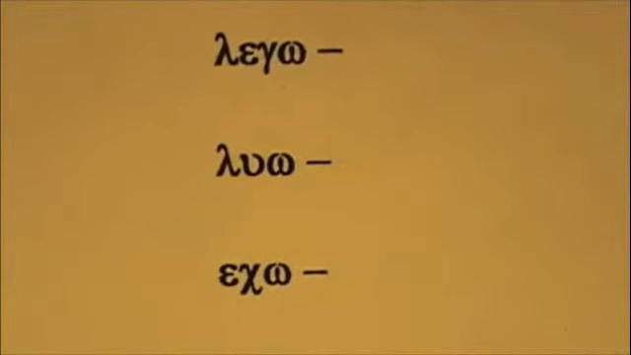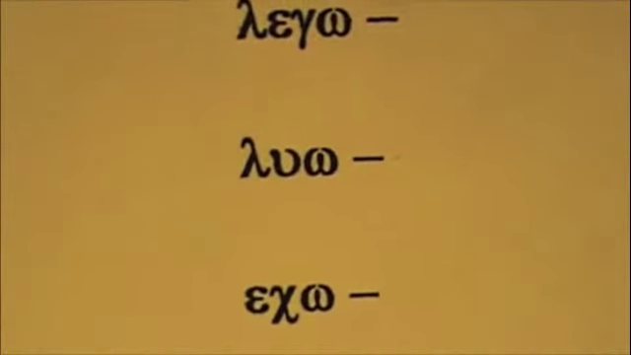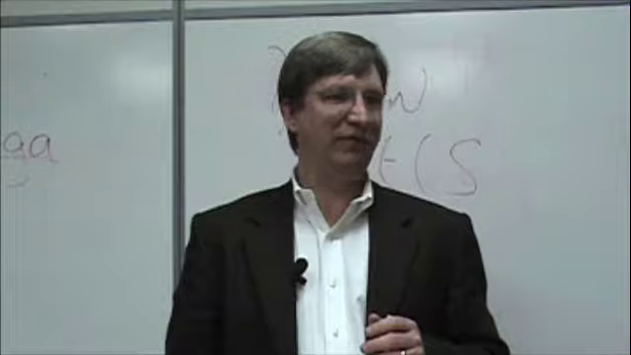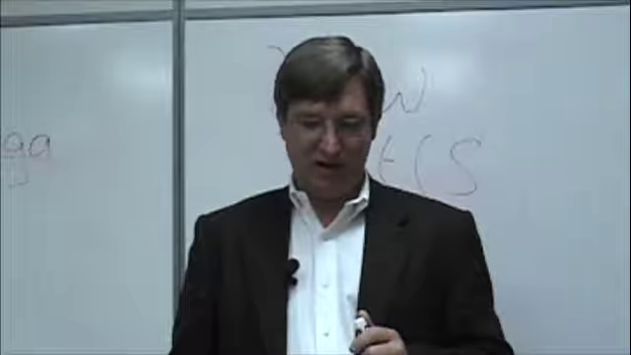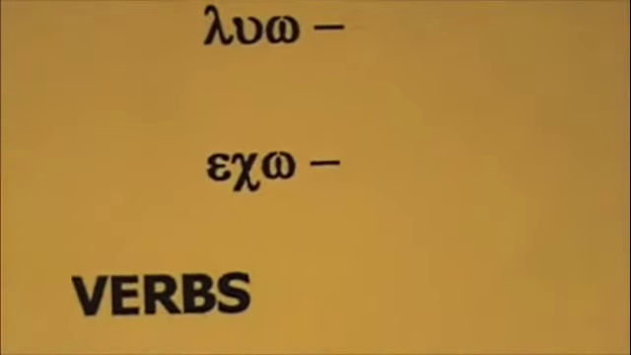First person singular. Lambano is I take. Lego is I say. Luo is I loose, or actually, it might help us better to say destroy. It means I loose or I destroy. It's the word that Jesus used when He said, whatever you have bound on earth will be bound in heaven, whatever you loose on earth will be loosed in heaven. That's the word we're talking about there. And then echo. Echo is I have.